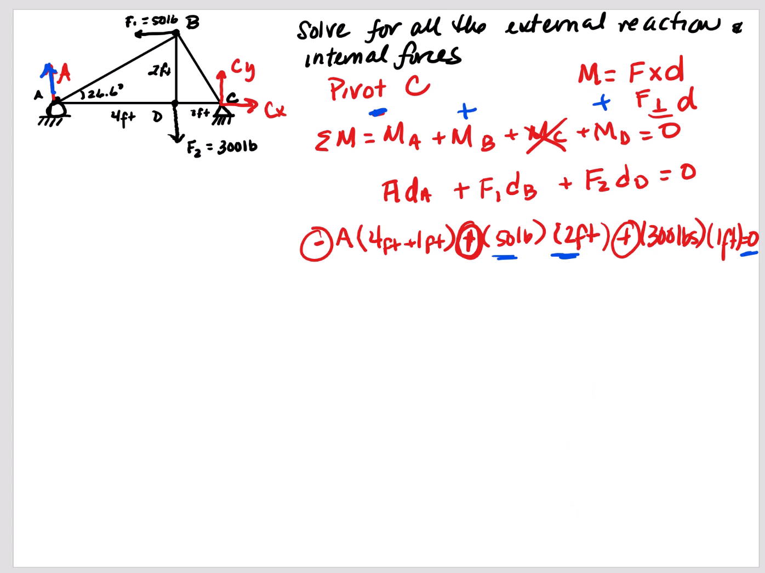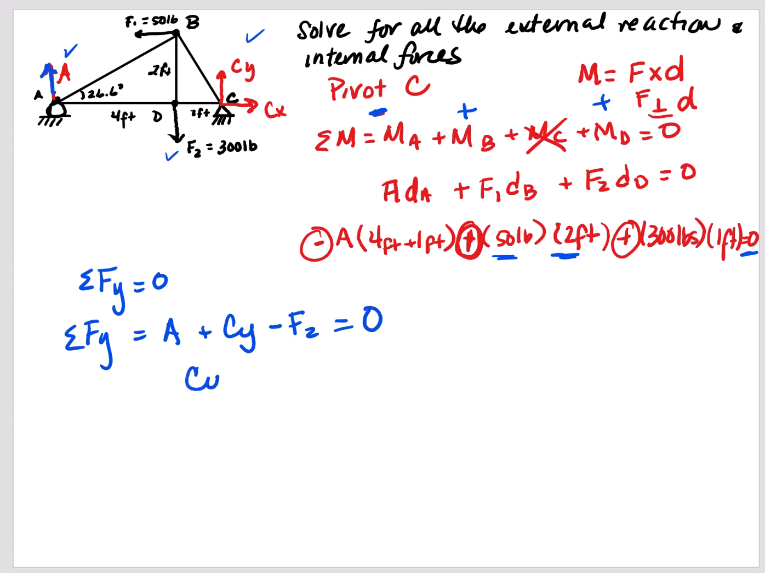Now I'm going to write a sum of Fy and Fx equation. It doesn't matter which one you do first. I'm just going to do sum of Fy. It has to equal 0. In the y direction, we have 3 vectors: A, Cy, and F2. They have to go in the vertical direction. Going up, I'm going to make positive. So sum of Fy is going to equal A plus Cy minus F2 equals 0.